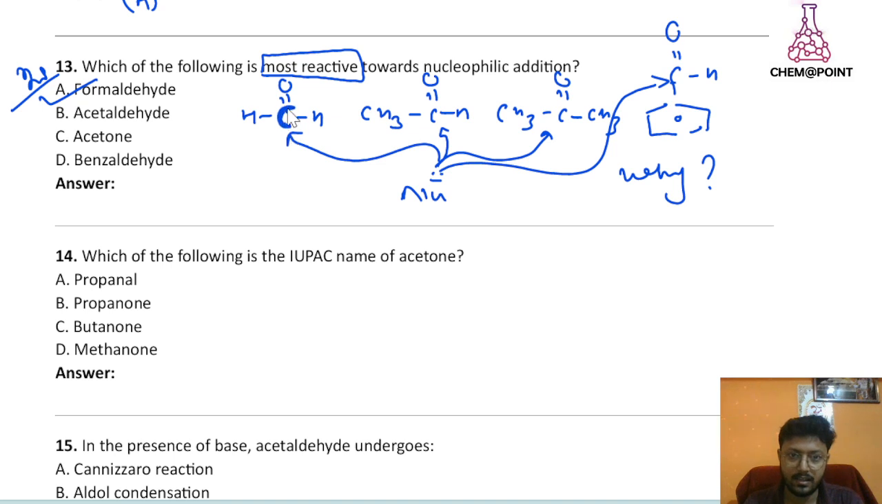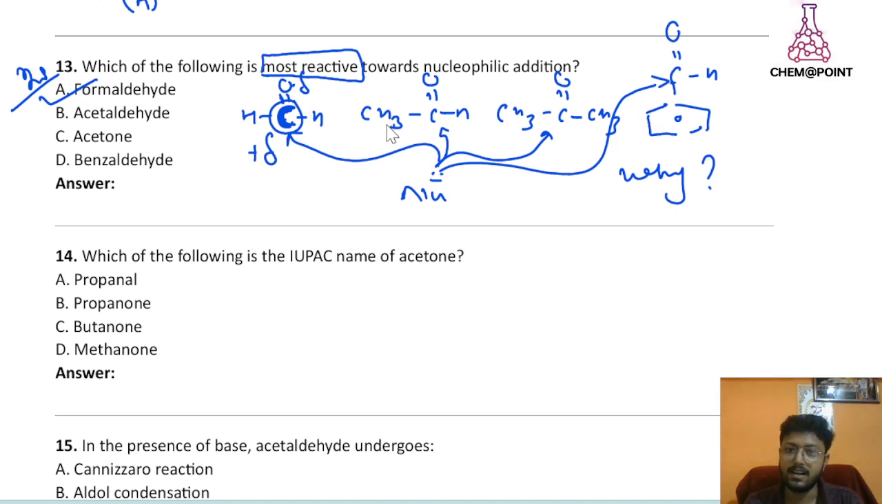Listen. Here the carbonyl group is C double bond O. The carbonyl carbon is delta positive and the oxygen is delta negative. Yes or no? This carbonyl carbon is more electron deficient. That's why the nucleophile adds to the carbonyl carbon in formaldehyde, as compared to acetaldehyde, acetone, and benzaldehyde. Got it?